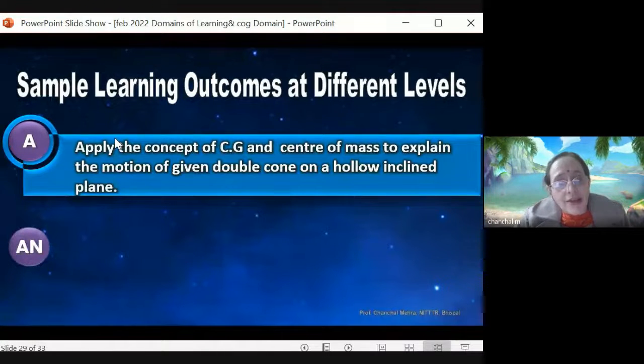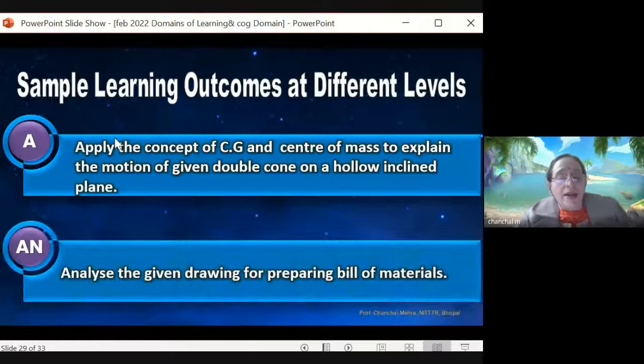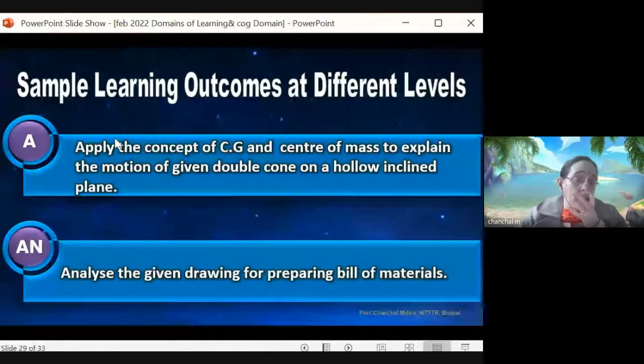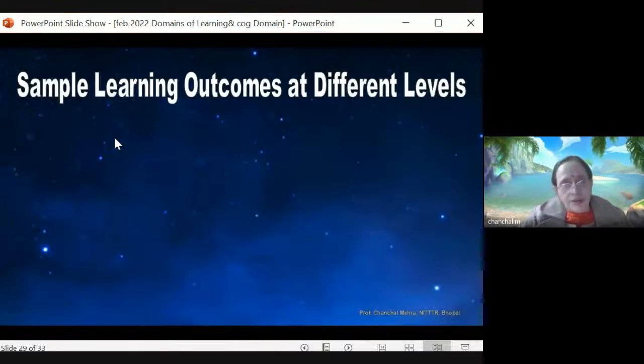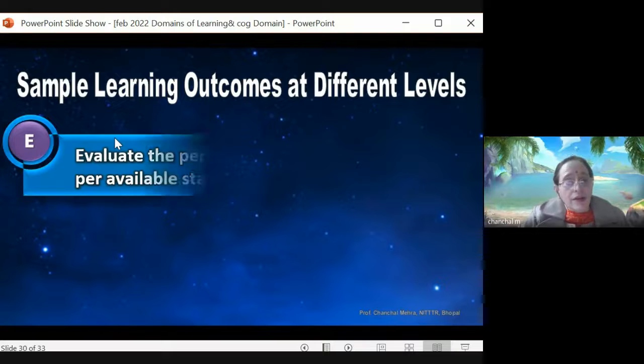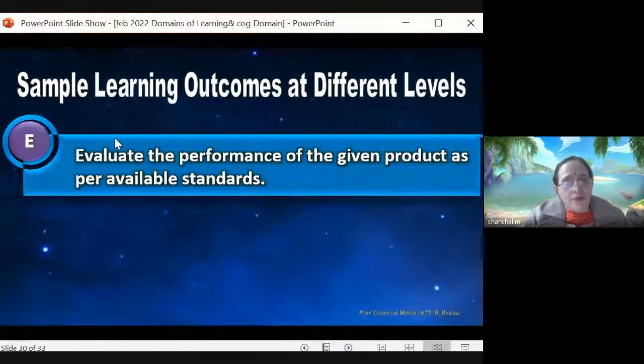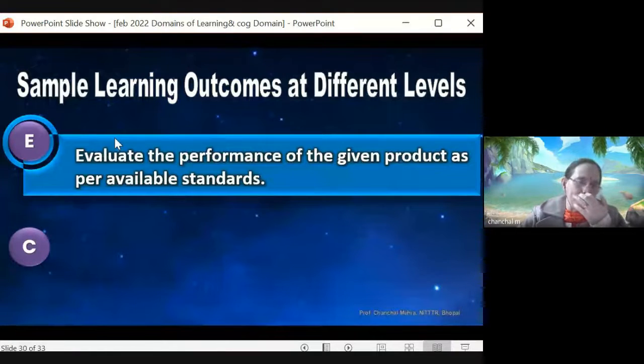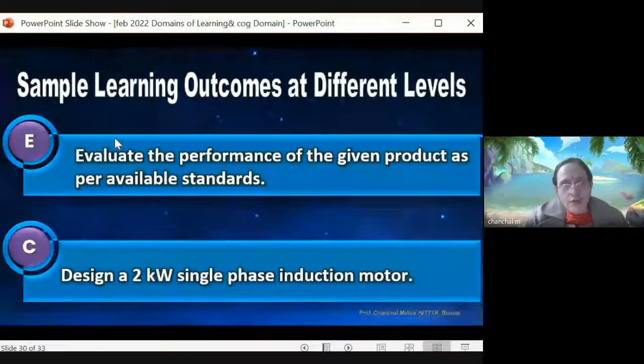And for analysis, the example could be: analyze the given drawing for preparing a bill of materials. That is, they will divide the total drawing, analyze it, break it up into parts, and then prepare the bill of materials. Evaluate level: evaluate the performance of the given product as per available standards. So we need to specify the product and which standard is to be used. And at the create level, design a 2 kilowatt single phase induction motor.